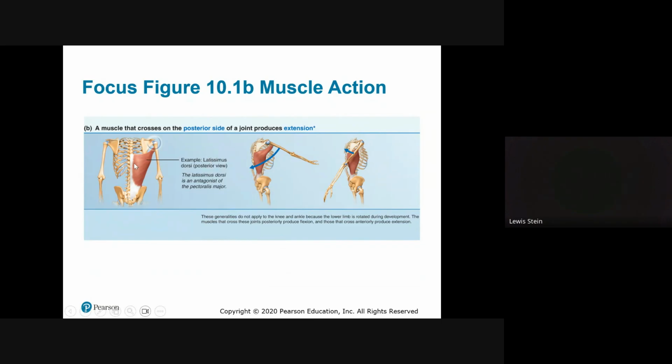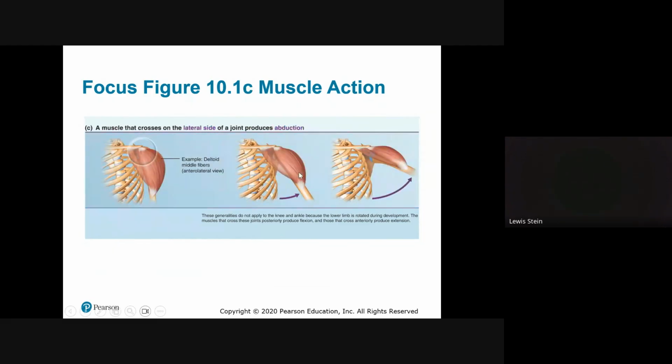And here's the opposite, the lat. Posterior side, extensor. So they're a classic example of the arm on the torso, extensor and flexor. And that's how you have to express it.